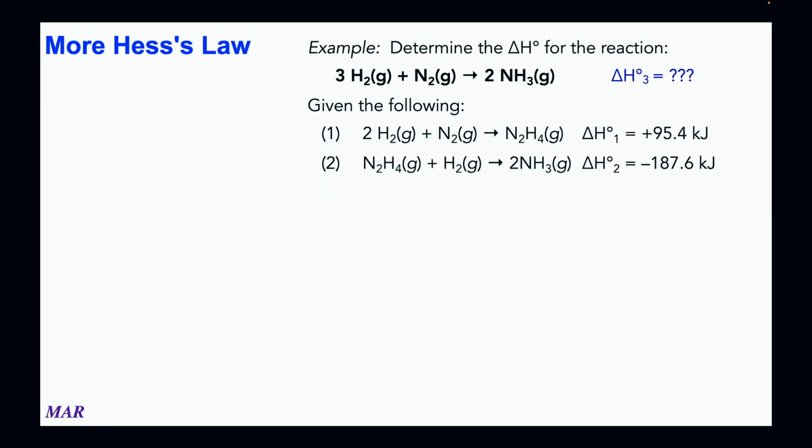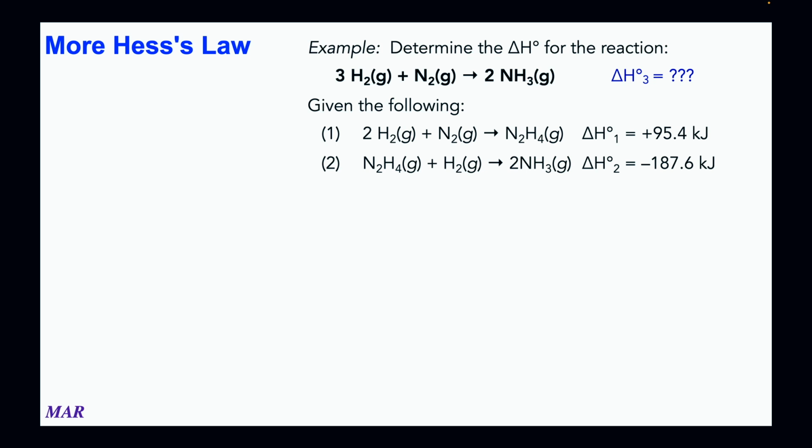This is another example of how Hess's law can come in kind of handy. Let's say that you wanted the enthalpy value for the reaction between hydrogen and nitrogen to make ammonia. So 3H2 plus N2 making 2NH3. And you have these 2 delta H values. The first one is the value for making hydrazine, N2H4, from hydrogen and nitrogen. It's an endothermic reaction. The second reaction there is hydrazine reacting with hydrogen to make 2 ammonias, and that value is negative. It's exothermic, minus 187.6 kilojoules.